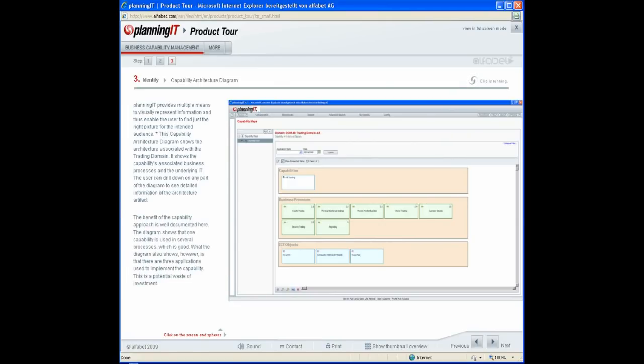The benefit of the capability approach is well documented here. The diagram shows that one capability is used in several processes, which is good. What the diagram also shows, however, is that there are 3 applications used to implement the capability. This is a potential waste of investment.